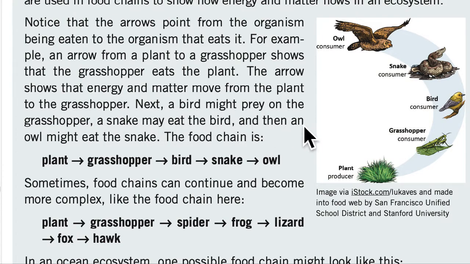Next, a bird might prey on the grasshopper. A snake may eat the bird, and then an owl may eat the snake. The food chain is plant, grasshopper, bird, snake, owl. Sometimes food chains can continue and become more complex, like the food chain here. Plant, grasshopper, spider, frog, lizard, fox, hawk.